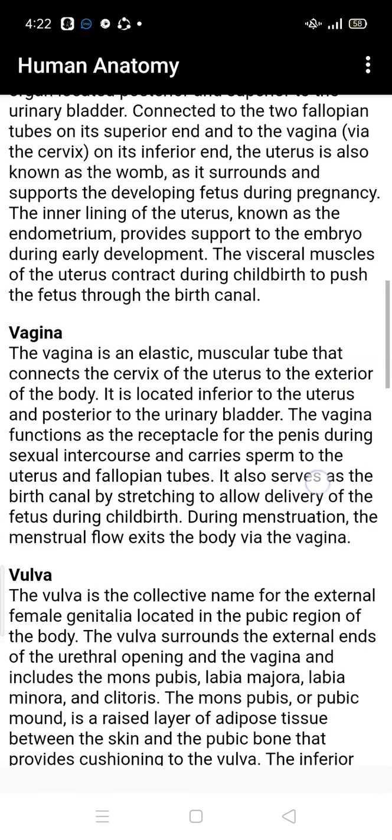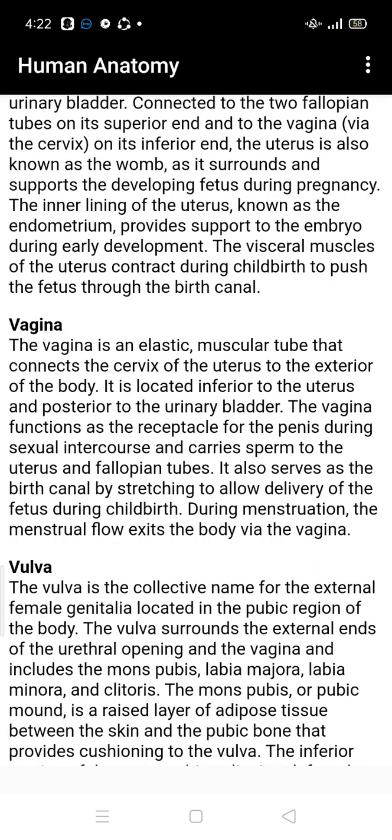Now we are coming to discuss the vagina. What is the vagina? The vagina is an elastic, muscular tube that connects the cervix of the uterus to the exterior of the body. It is located inferior to the uterus and posterior to the urinary bladder.